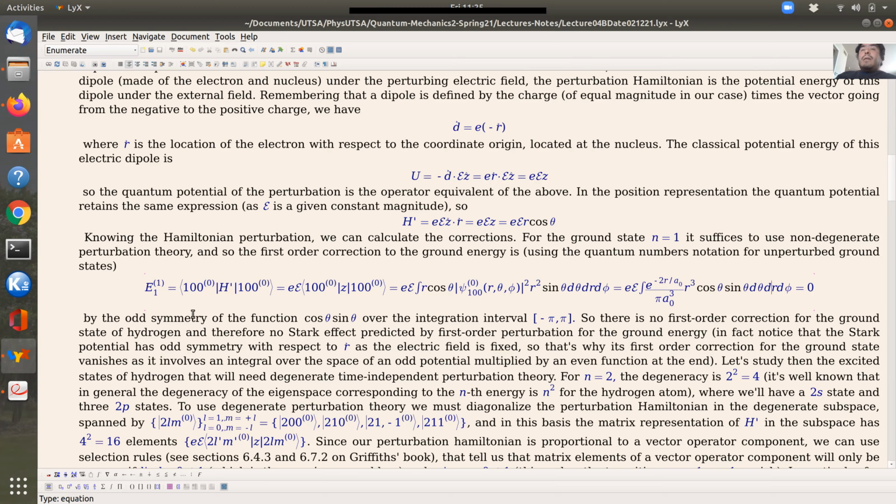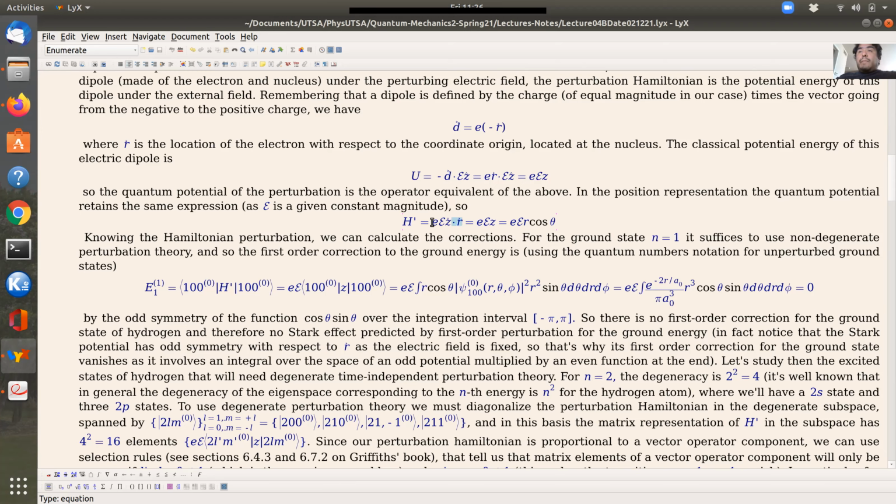In any case, what this is telling you is that the first order correction to the energy of the ground state is 0. So there is no first order correction for the ground state of hydrogen. And so at that point, we cannot predict the so-called Stark effect at first order. And again, this is something that I want to iterate because I want to enforce this fact of noticing the symmetries of the Hamiltonian, etc. So again, the Stark potential has such symmetry with respect to R.